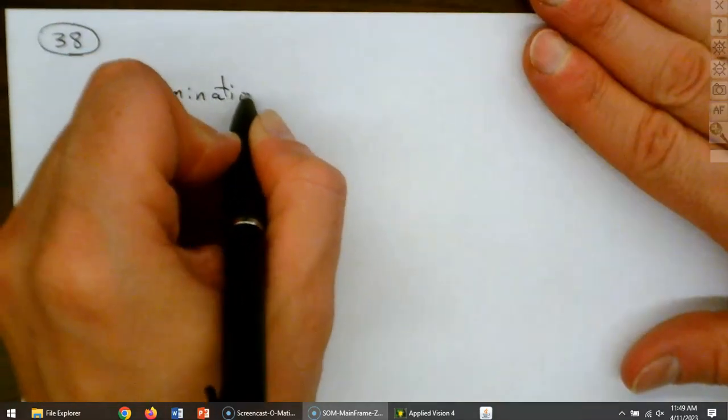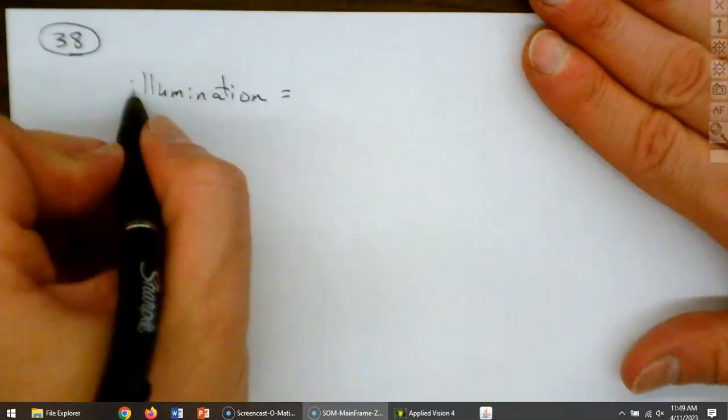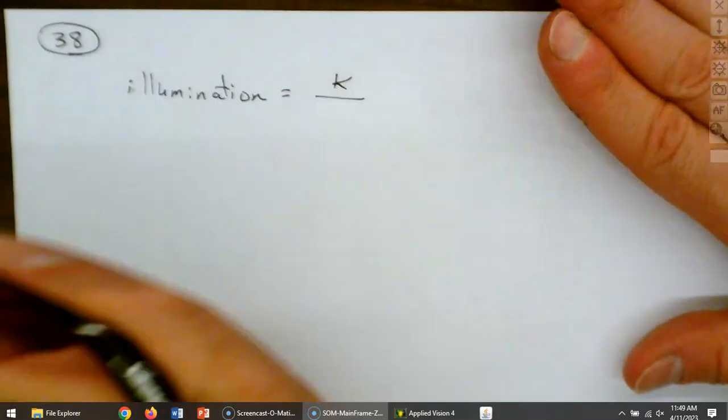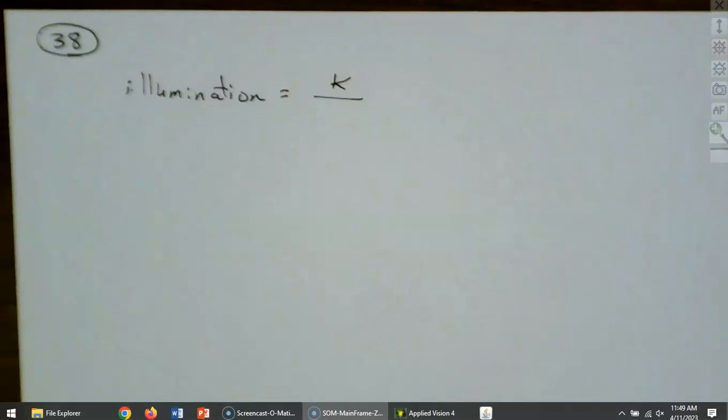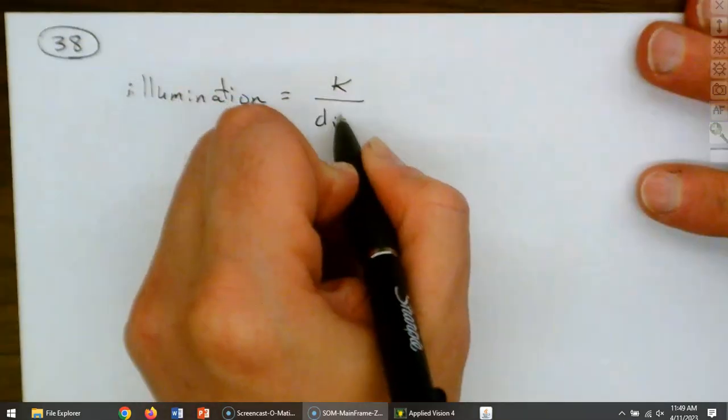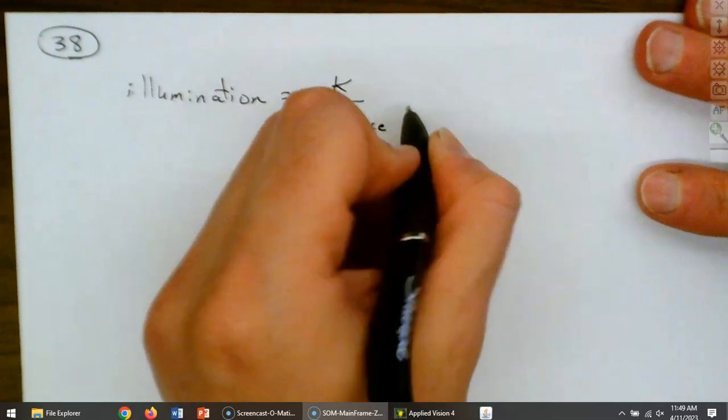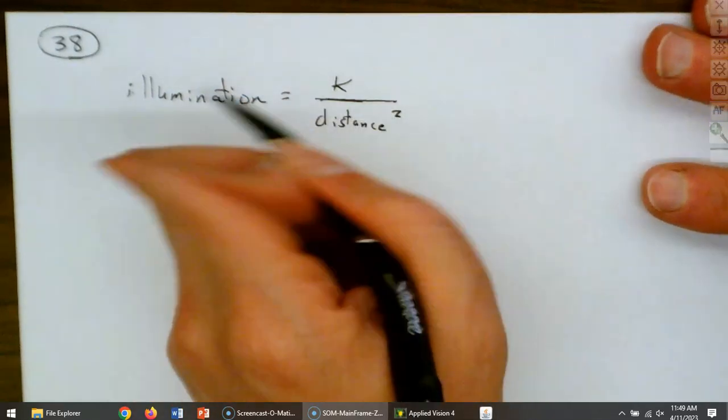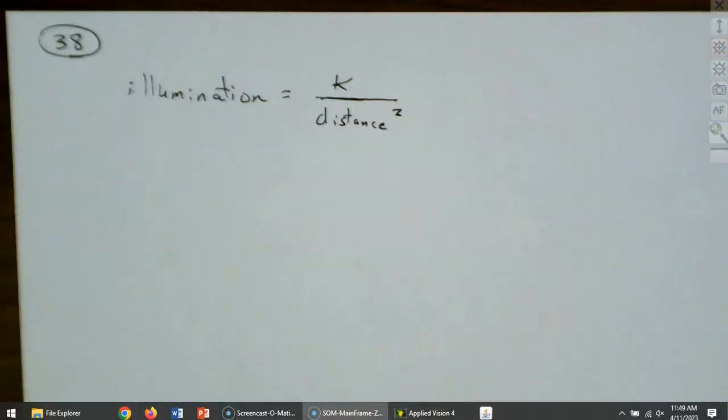So your illumination is going to be K over, in this case, inversely the square of the distance. So that's distance squared. And our illumination is in candelas, and that's basically the candle equivalent.